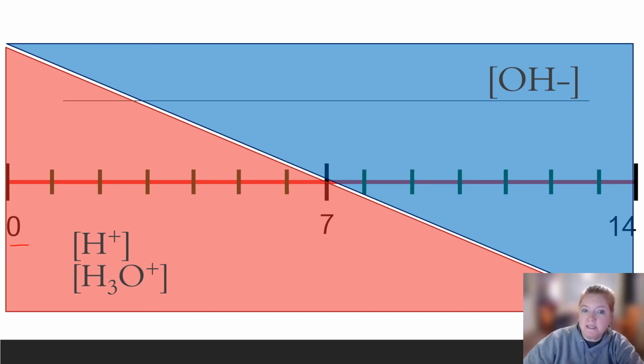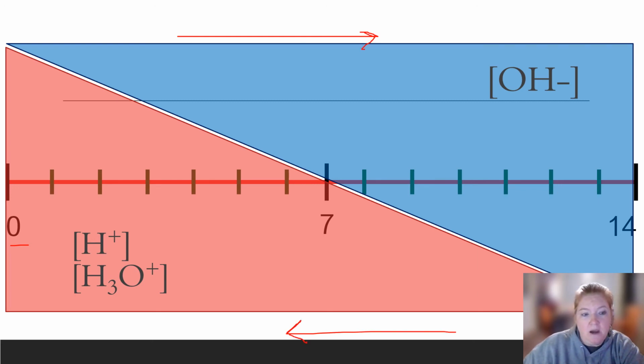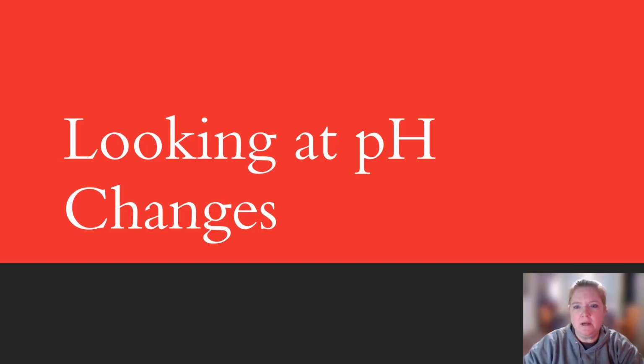So what can you see at 7? Well, the concentration of OH is identical, equal to the concentration of H plus. But look at this, even at the pH of 0, it's mostly H pluses. We get a little bitty amount of OH. So as we go this way, our OHs increase, and as we go this way, our H pluses increase. So let's look at some changes.